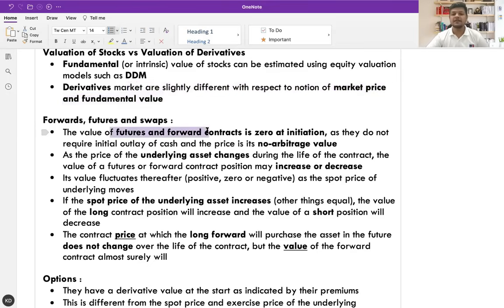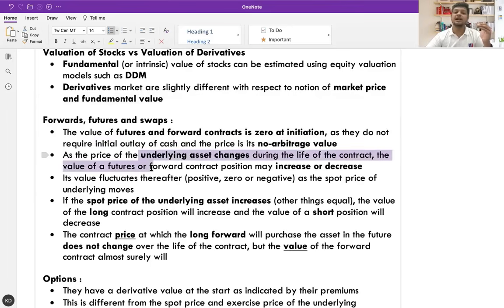The value of futures and forward contract at initiation is zero. Is it true? The value of the forwards and futures contract at initiation is zero. Yes or no? Yes. Why? Because they do not require any initial outlay of cash and the price is a no-arbitrage value for both of us. So you and I agree that this should be the price based on demand and supply or our assumptions. And we both deal in it, but we don't pay anything now. Therefore, the value at the initiation is zero.